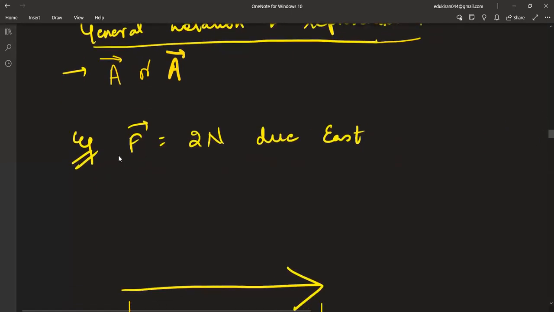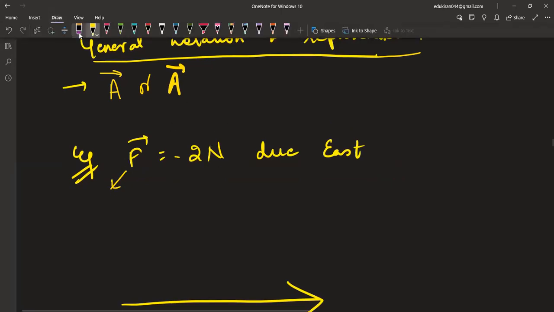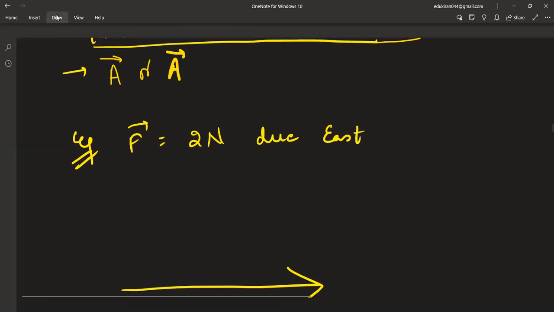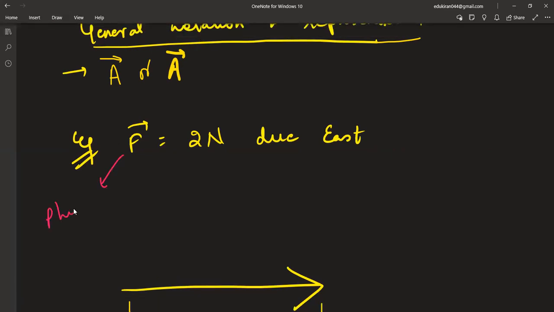Suppose this is written: F is equal to minus 2 Newton due east. Or let me remove this minus sign. Due east is already mentioned. So what is F? Force is a physical quantity. The equal to sign is a mathematical operation. Now, ignoring whatever sign is present in front of you, whether plus or minus, any sign can be put up.